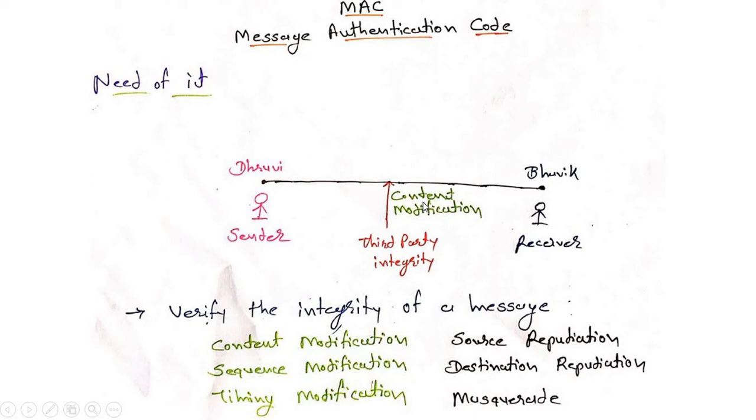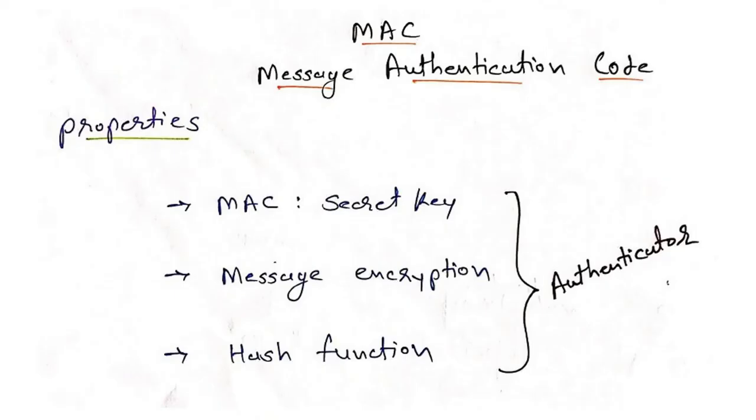To identify this type of activity, we use the message authentication code. Let's see what we are doing with the message authentication code. There are 3 properties of message authentication code. First one is MAC secret key, second one is message encryption, and third one is hash function. In terms of secret key, the sender applies a secret key on the message and sends the message towards the receiver, and the sender shares this secret key with the receiver. So the receiver can apply this secret key on the message and extract the original message.